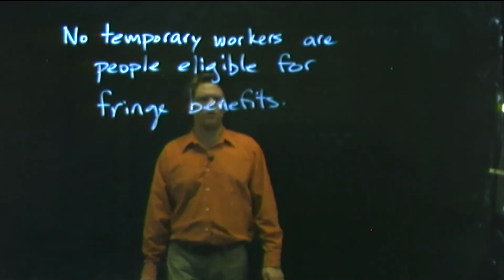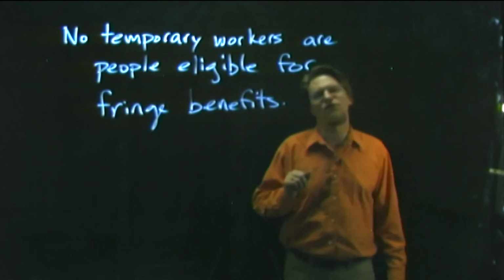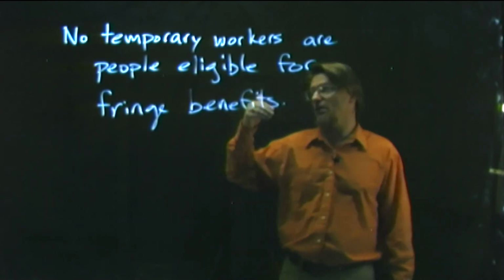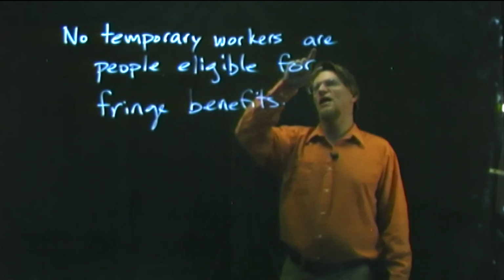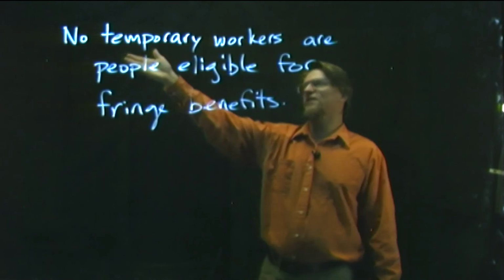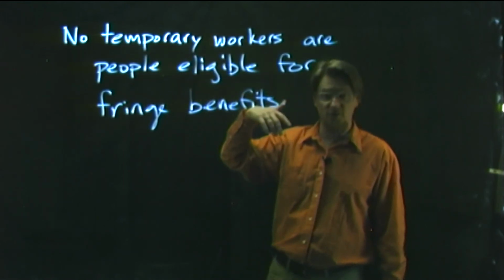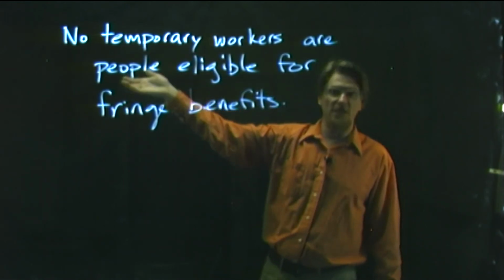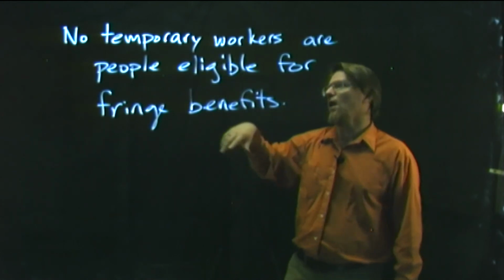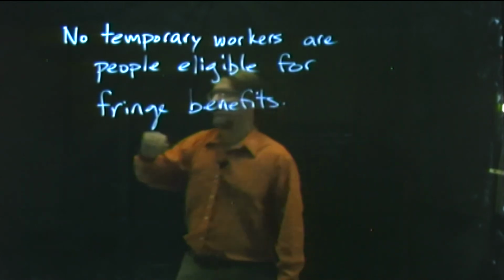No temporary workers are people eligible for fringe benefits. This is, hopefully most likely the one you've come up with. Notice here that we have people eligible for fringe benefits, we need to have a noun. You can't say no temporary workers are eligible for fringe benefits. Then we wouldn't have a noun in the predicate term, wouldn't be able to convert it back and forth, in other words. Also, just note here, we've got the no sentence.